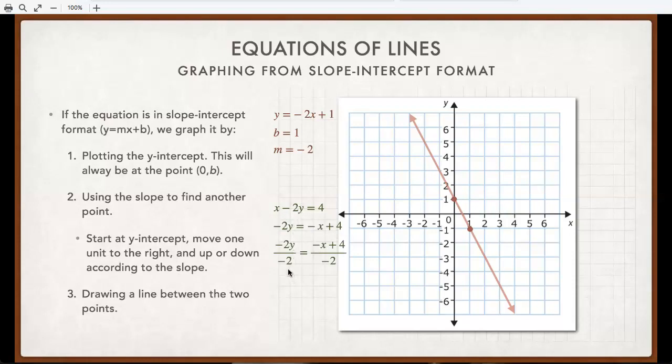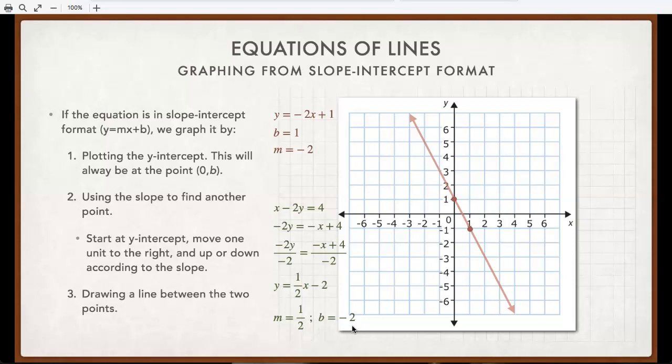So negative 2y divided by negative 2 on the left, and negative x plus 4 divided by negative 2 on the right, gives us y equals 1/2 x minus 2. Notice that the negatives on the x cancel out, and the negative 2s cancel out, and then 4 divided by negative 2 gives us negative 2. Now, our slope is 1/2, and b, our y-intercept, is negative 2.